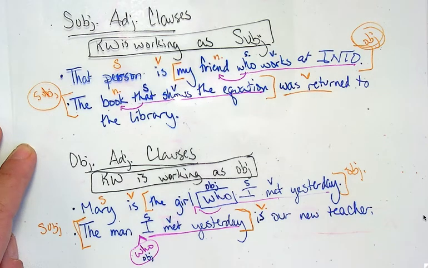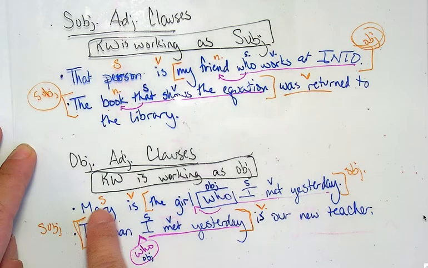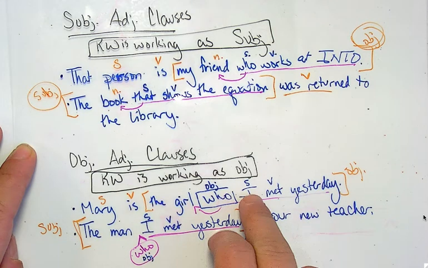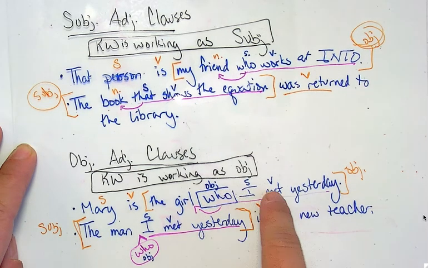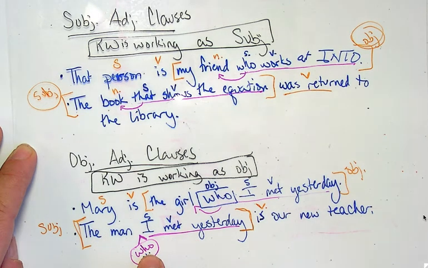Object adjective clauses are when the keyword is working as the object. "Mary is the girl who I met." It's like saying "I met her." So this is working as the object. "The man I met yesterday is our new teacher." The man who I met yesterday. In this case, "who" is the object, "I" is the subject, and "met" is the verb.